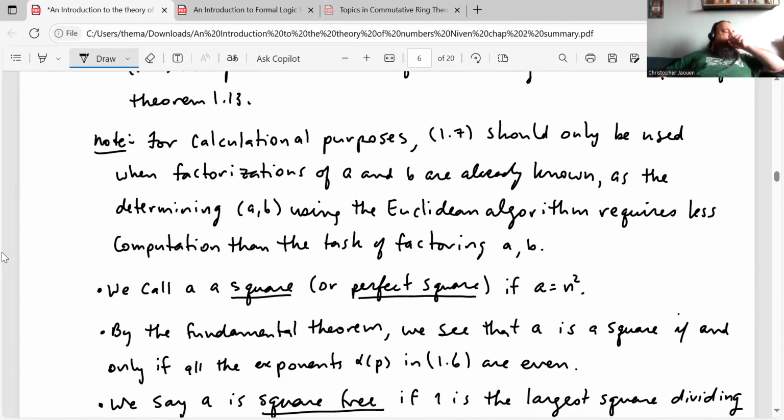Just another note here for calculational purposes, 1.7 should only be used when factorizations of A and B are already known, as determining the GCF of A and B using the Euclidean algorithm requires less computation than the task of factoring A and B.